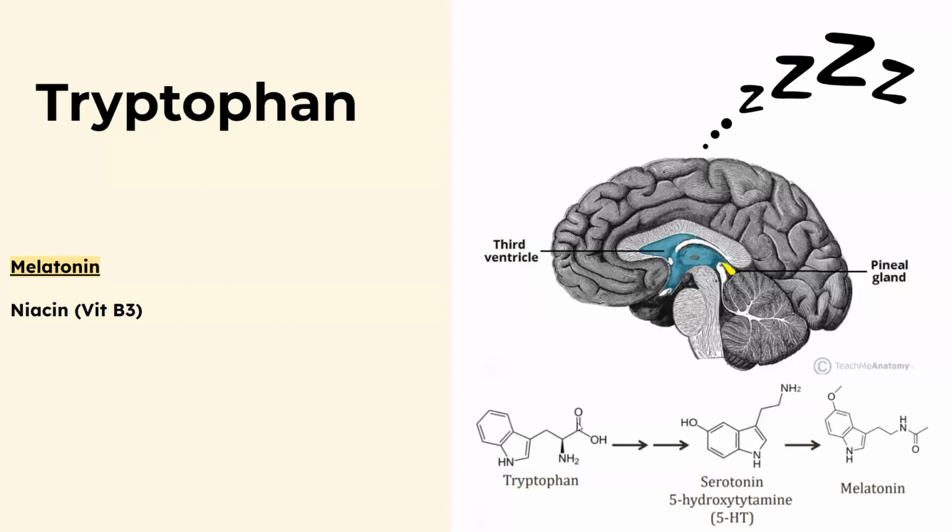So after tryptophan gives us 5-hydroxytryptamine, it will give us melatonin, and this is the hormone that is going to help us in sleep regulation. I just want to note, try not to confuse melatonin with melanin. Melanin is the pigment in our skin, in our hair, in our eyes, but melatonin is the hormone that helps in sleep.